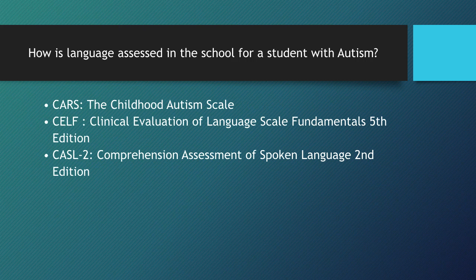Okay, so next we're going to talk about how language is assessed in the school for a student with autism. There are three assessments that you can use to determine if the student does have autism and what their level of language impairment may or may not be. The first test that we're going to discuss is the Childhood Autism Rating Scale, or the CARS.